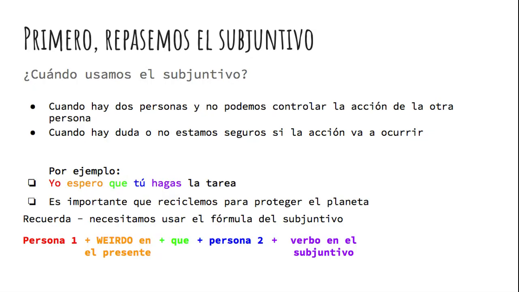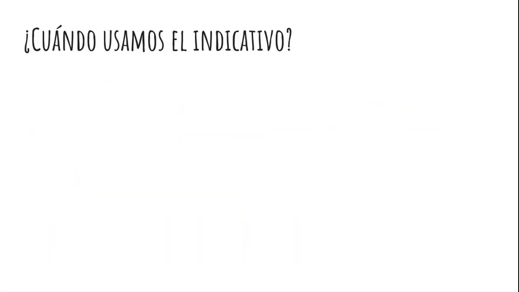all parties. Remember that the key pieces of the subjunctive formula are that you have to have two different people, and you have two different tenses. The first tense is always in the present tense for our weirdo verb, and our second verb is in the subjunctive.